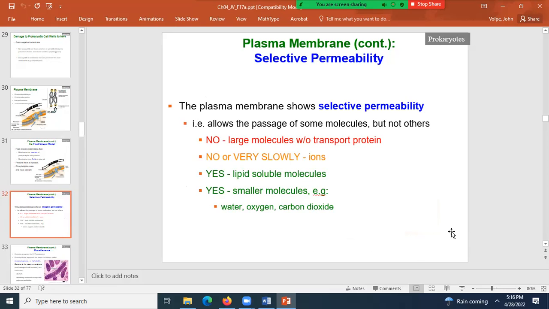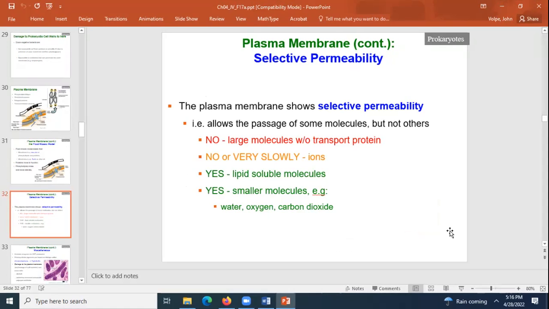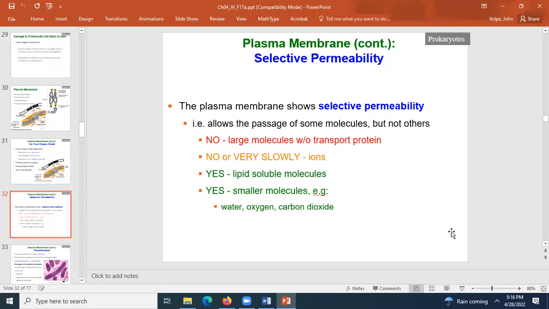All right, the plasma membrane shows selective permeability. It allows the passage of some molecules, but not others. No large molecules can move across the plasma membrane without a transport protein. Ions and small molecules like water either do not move across the membrane, or they move very slowly. Like water moves very slowly across the cell membrane.